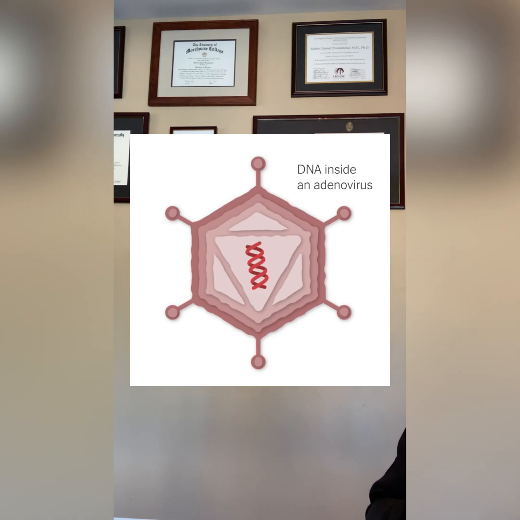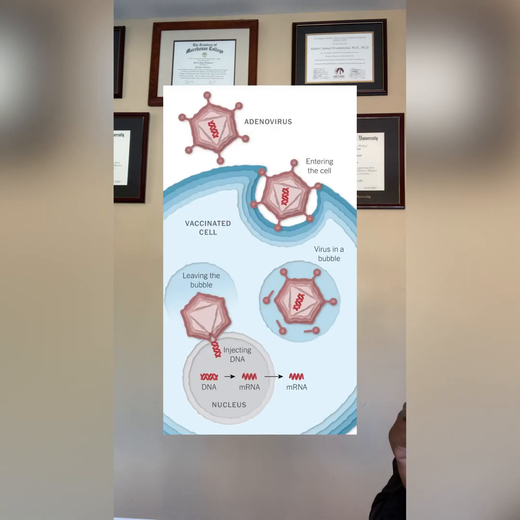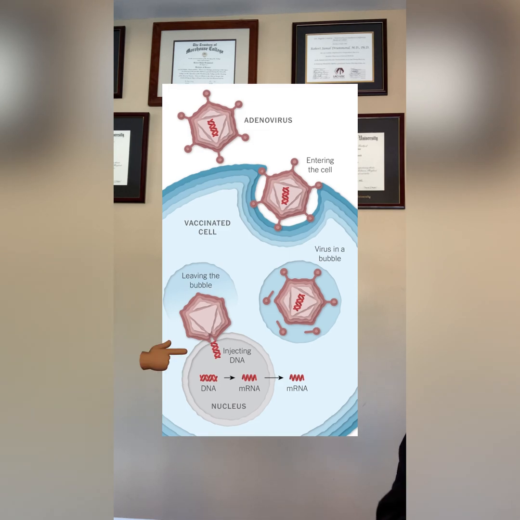But we've basically taken that adenovirus, tricked it, pulled out all of its normal DNA, and then given it a vector that has the DNA that codes for the spike protein. So it thinks it's going to go and infect a cell. Here you see the virus binding to the cell. It thinks it's party time. It jumps inside, into its little bubble, makes its way over to the nucleus, and then it injects DNA.